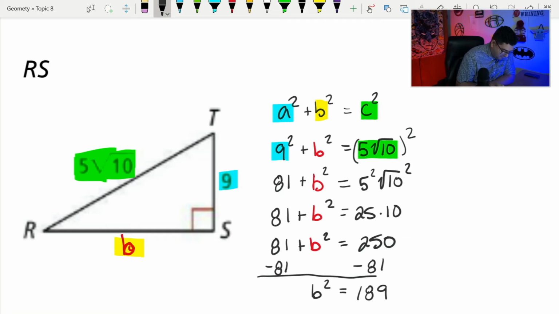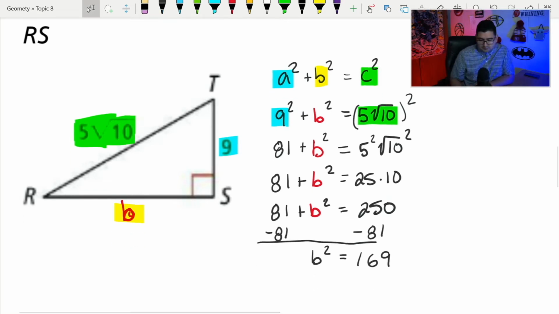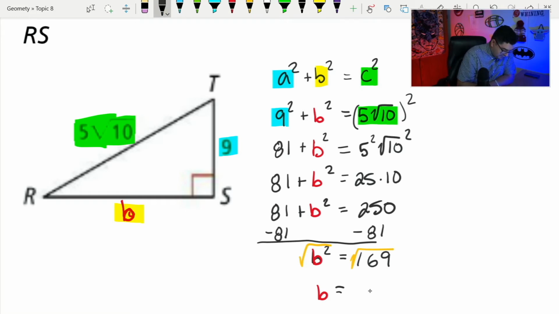If I'm not mistaken. Nope, I'm mistaken. 169. Okay? So b squared equals 169. In order to get rid of this square root, that squared symbol, what we need to do is take the square root of both sides. So we are going to take the square root on the left, and we're going to take the square root on the right. And we end up finding out that b equals 13.